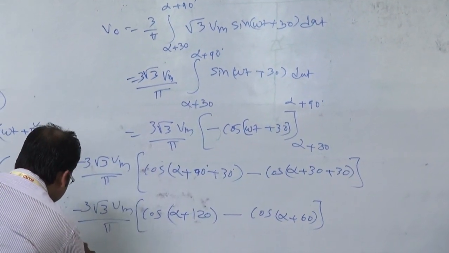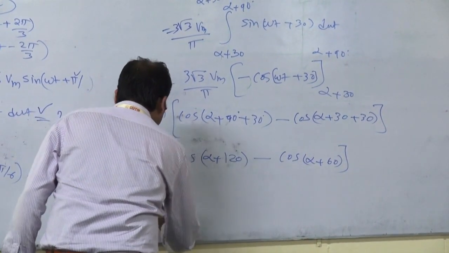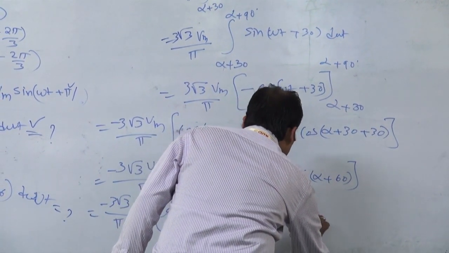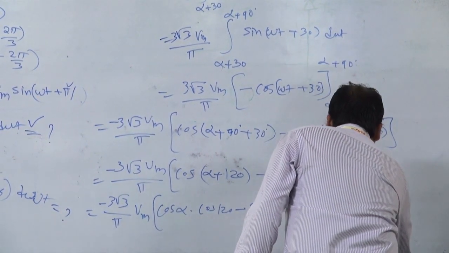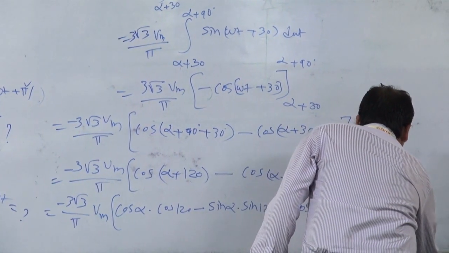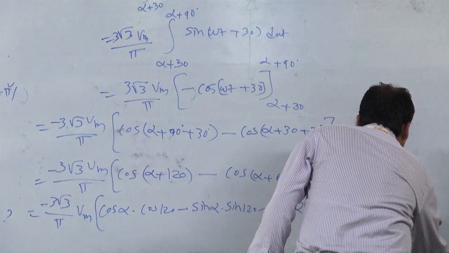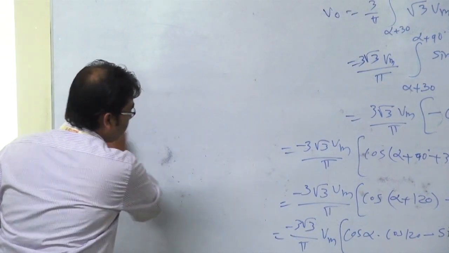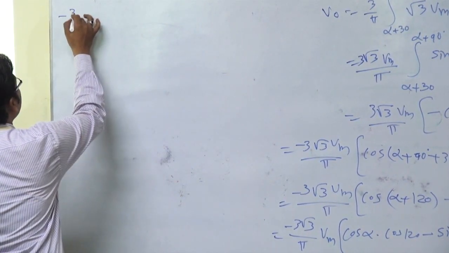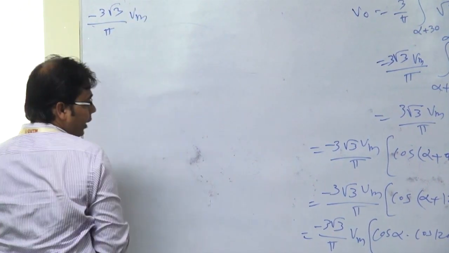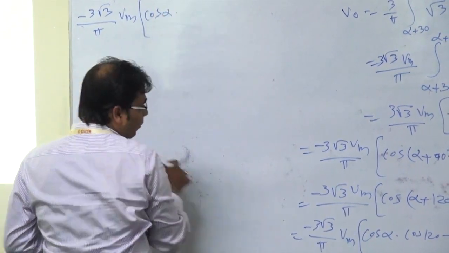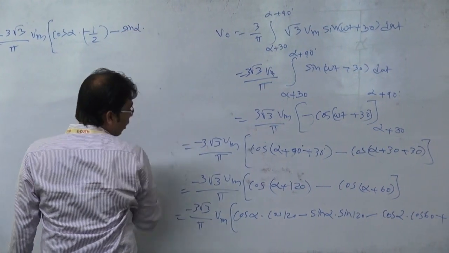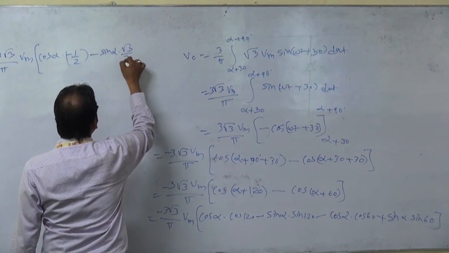So just open these brackets: minus 3 root 3 by pi into Vm, cos(A plus B) is cos A cos B minus sin A sin B, so cos alpha cos 120 minus sin alpha sin 120, minus cos alpha cos 60 plus sin alpha sin 60. Now put these values: minus 3 root 3 by pi into Vm, cos alpha, what is the value of cos 120? Minus 1 by 2, minus sin alpha sin 120, root 3 by 2.